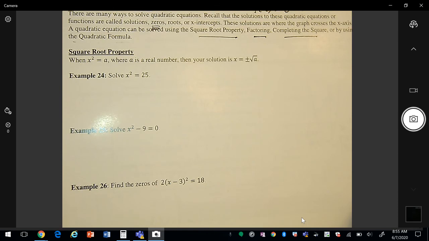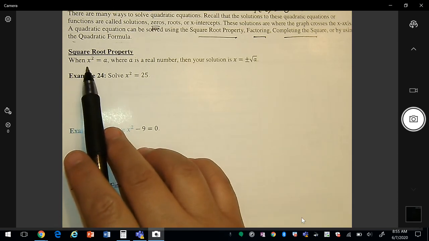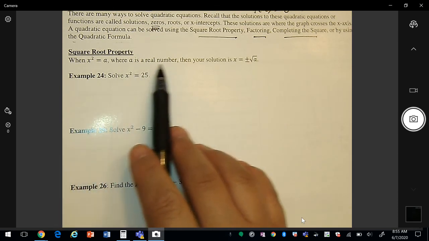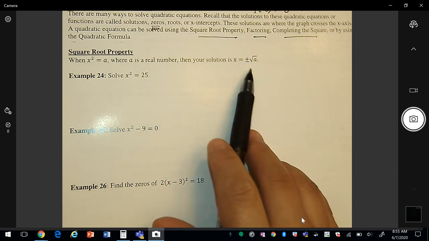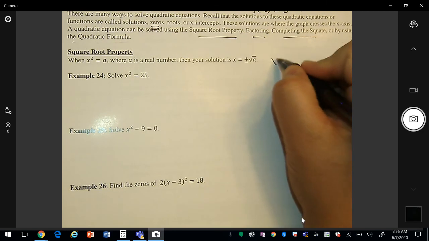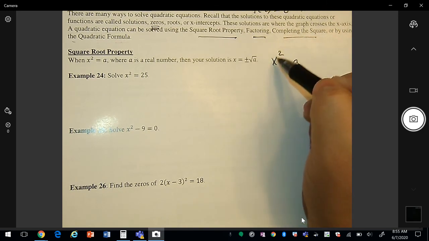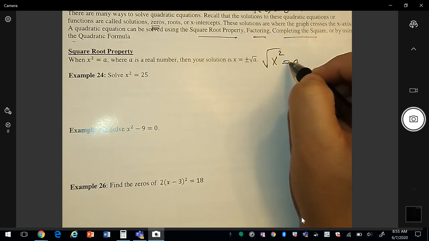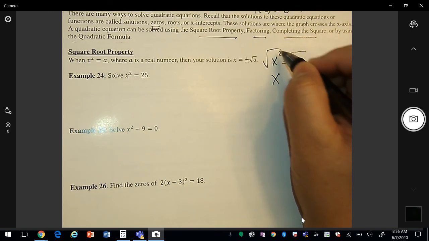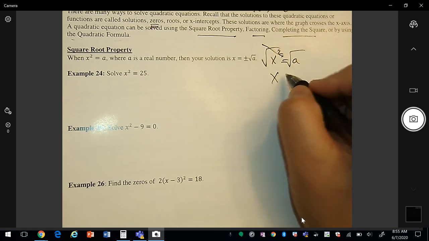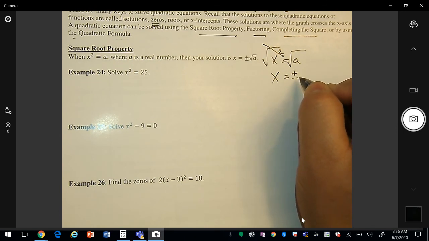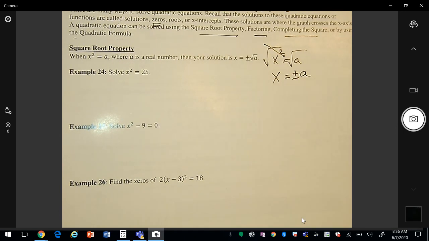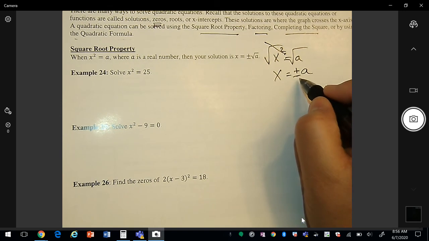So let's look at the square root property first. When x squared is equal to a, where a is a real number, then your solution is going to be x is equal to plus or minus the square root of a. And the way we get that is if x squared is by itself, we can take the square root on both sides. The square root and the 2 become a 1, or we say they cancel. And when you're taking the square root, we consider both the positive and negative solutions. And so we get square root of a.